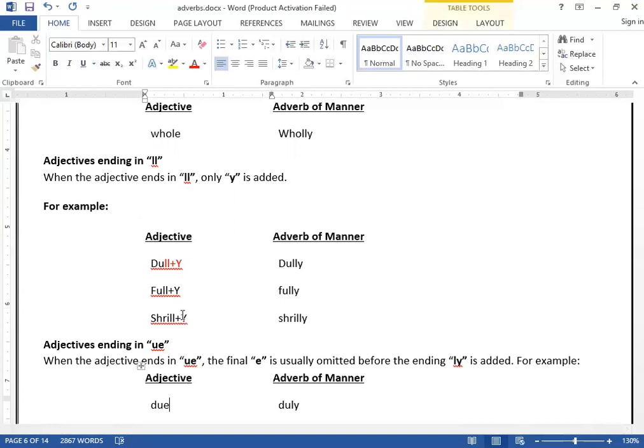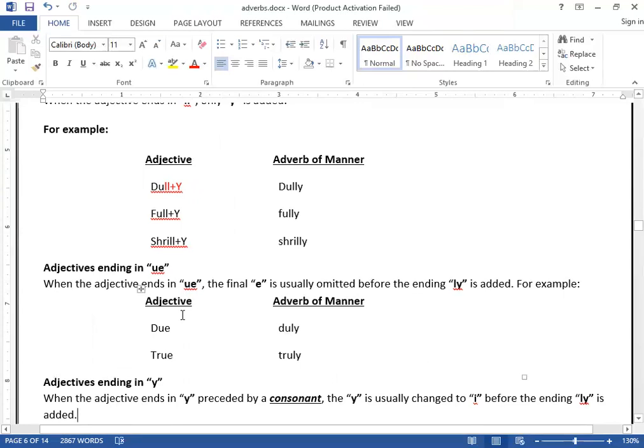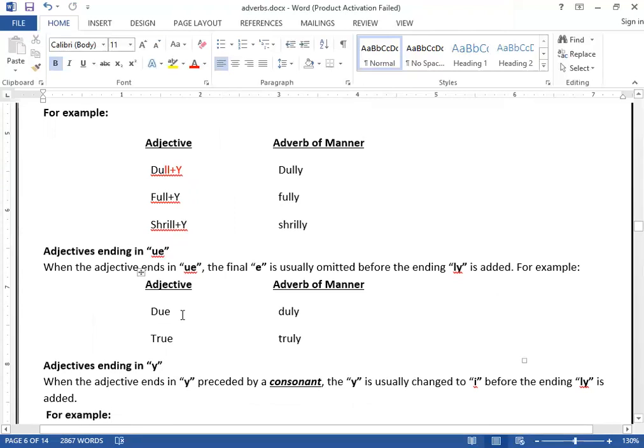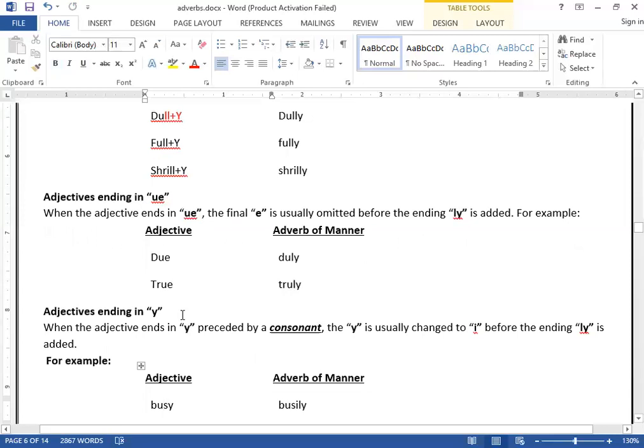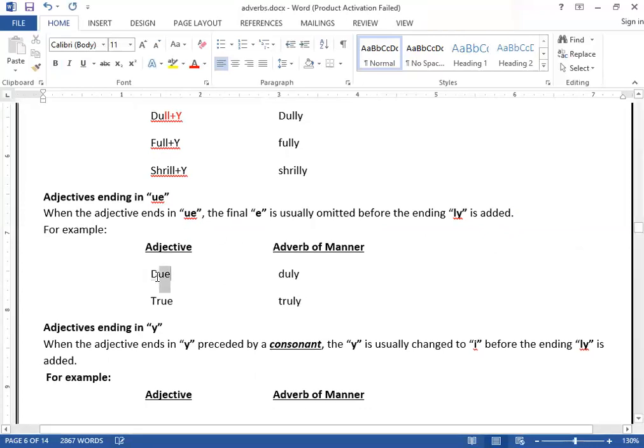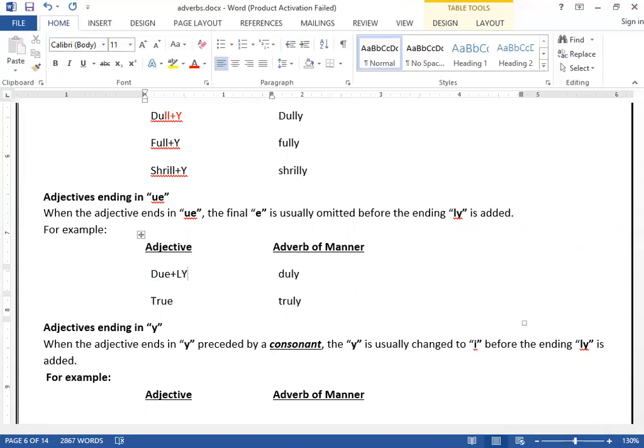Clear? All right, another. If there are adjectives ending in UE, the final E is usually omitted before the ending LY is added. Let's take examples. This is due, D-U-E. It ends with UE. Then we will just remove E and put LY. E will be removed, which is equal to D-U-L-Y. For example, true. It ends with UE. We will remove E and put LY. So it becomes truly. It's easy, I'm sure. You just need to learn these things only.